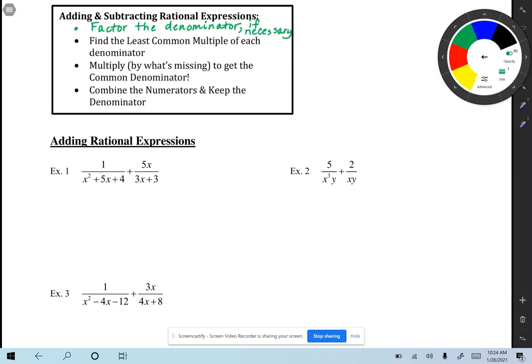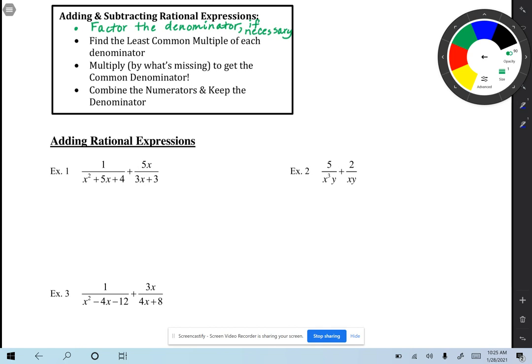Next, find the least common multiple of each denominator, like we did above. Multiply by what's missing to get the common denominator, just like you did back in 5th grade. And finally, combine the numerators and keep the denominator. So don't do anything with the denominators.